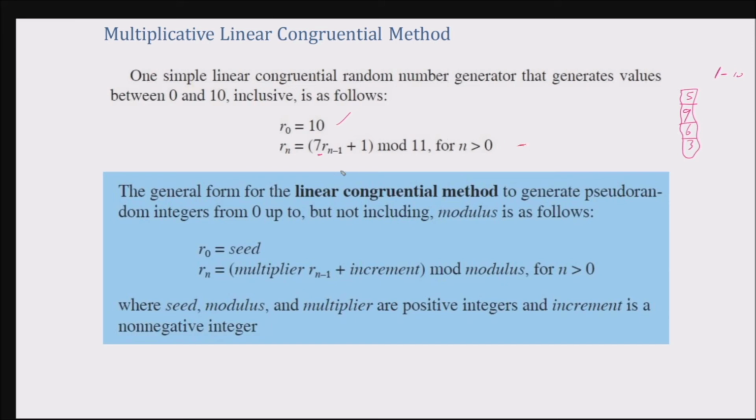So what is this actually? Let's say I have R0 as 10 and I want to calculate R1. What is the calculation for this? Well, 7 times R1 minus 1, which is R0, which is this one. So this is 10 plus 1.